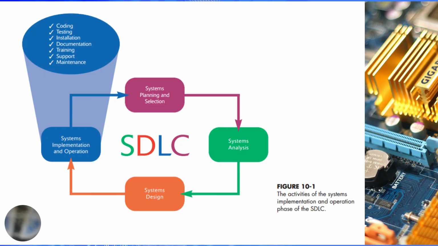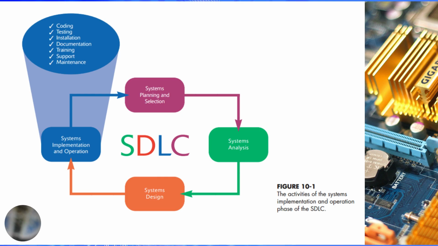Now let us proceed. The implementation and operation phase of the systems development life cycle is the most expensive and time-consuming phase of an entire life cycle. This phase is expensive because so many people are involved in the process. It is time-consuming because of all the work that has to be completed through the entire life of the system.